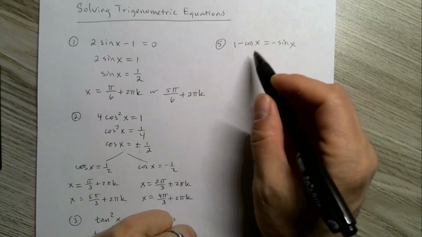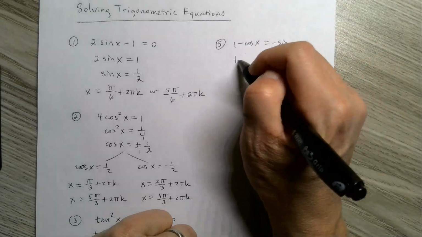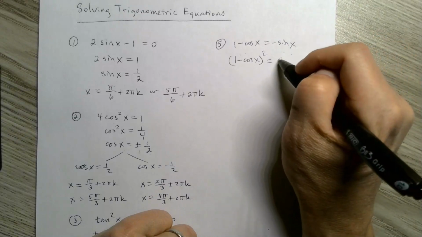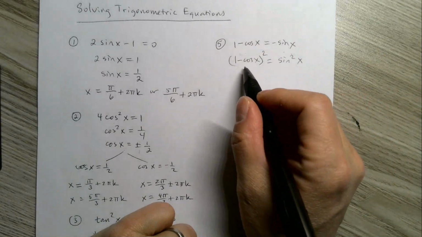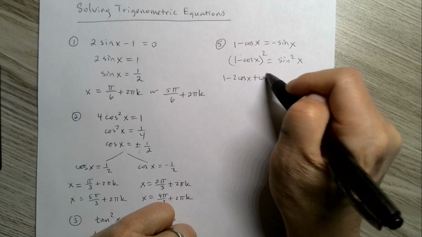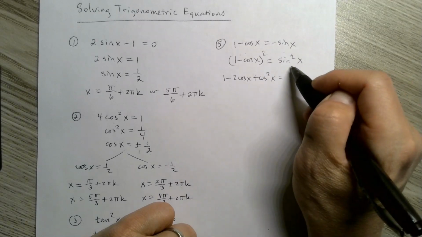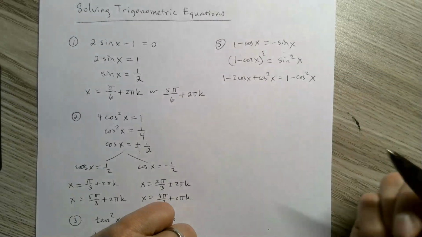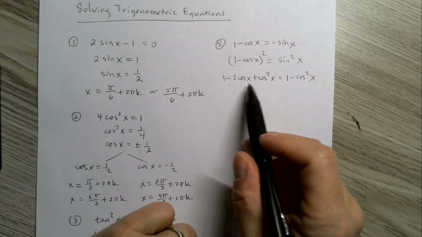So kind of a last resort move here is to square both sides. So this is what I mean. Square the left and square the right. When I expand this, I get that. And on the right, I can change sine squared using the Pythagorean identity to 1 minus cosine squared. And I do that so that everything that has a trig expression in it is in terms of cosine.